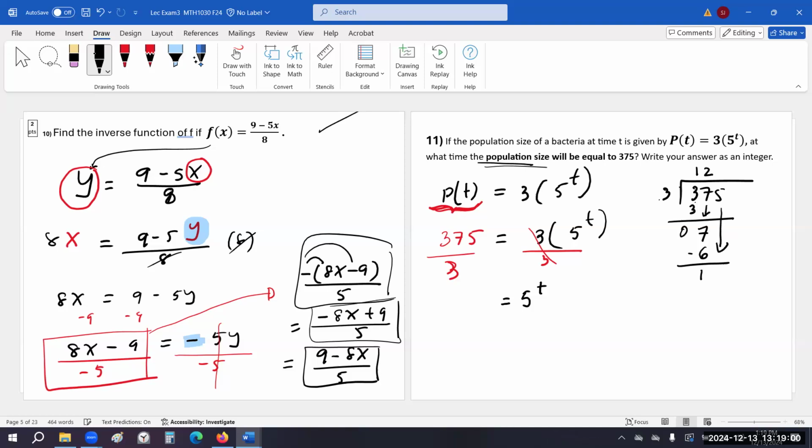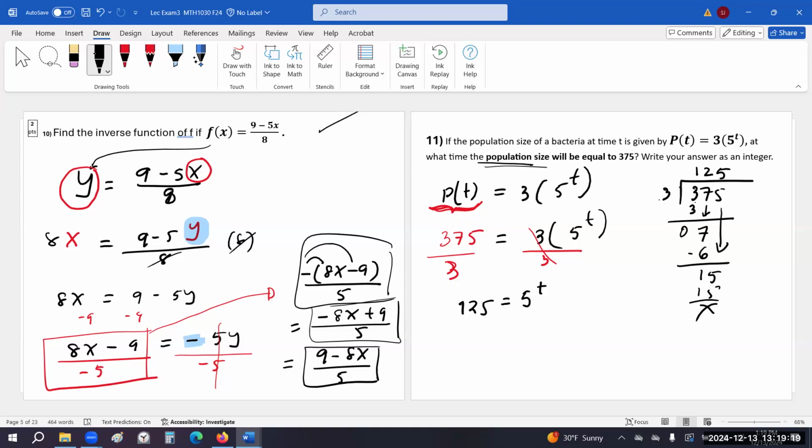Then we bring down our next number 5. 3 goes to 15 five times. And you have nothing left. That's how we divide manually. So if it's a non-calculator portion, you have to do it manually.